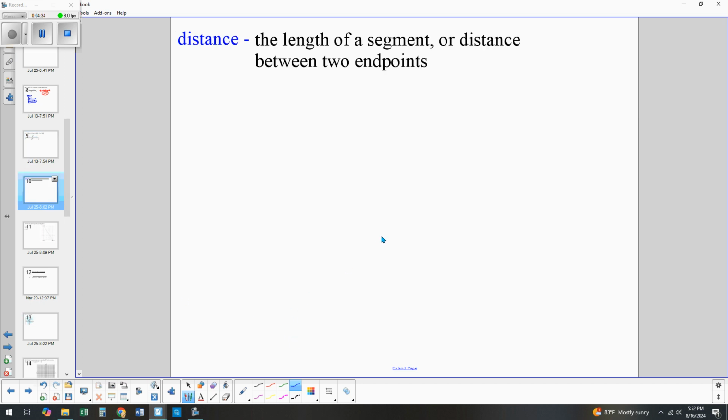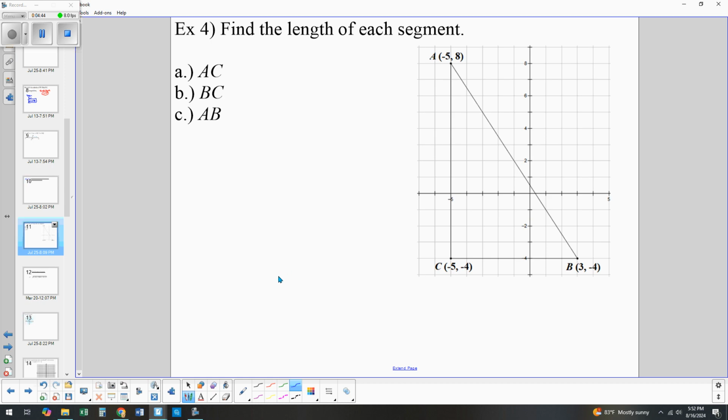Distance. The term distance is used interchangeably with length when referring to a segment. So it is the length of a segment or the distance between the two endpoints. If I were to look at these graphed points that are already connected by segments, if I wanted to find the length of AC, because it is a vertical line, I can actually count the boxes that have formed, or noticing that they had the same x value, I could find the difference of their y's.